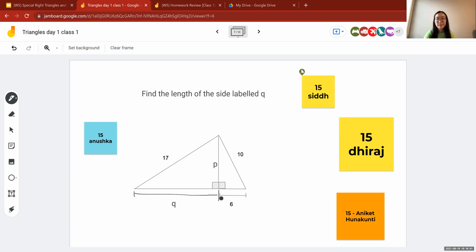All right, so try not to work ahead, guys. The next problem tells you to find the length of the side labeled Q. If you've already solved it, go ahead and write out how you got there. Write out all of your math on a sticky note.